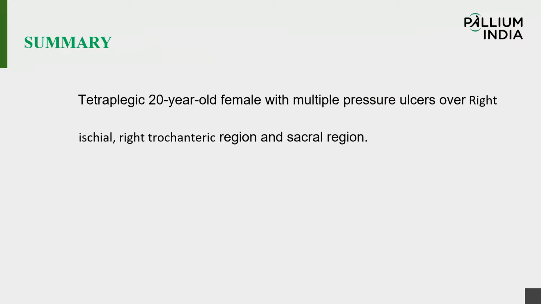So the concern was the pressure ulcer, her education, and also the main thing was her being dependent for all her activities. To summarize, a tetraplegic 20-year-old female with multiple pressure ulcers at the right ischial, right trochanteric, and the sacral region.